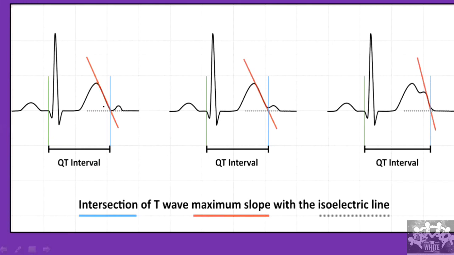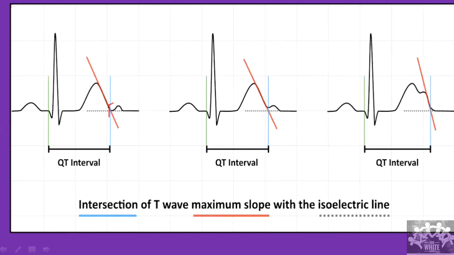It is going to intersect at some point in the baseline here. And then you draw a horizontal line. These two will meet at some point. The horizontal line you can take as the PR segment, so you take this PR segment and along that you draw this horizontal line. The point where it meets is the end of the T wave. This is how you mark the end of the T wave. So the end of the T wave is here.